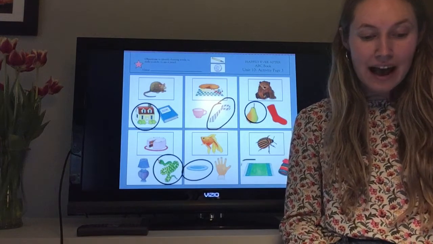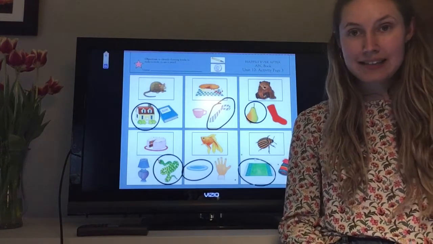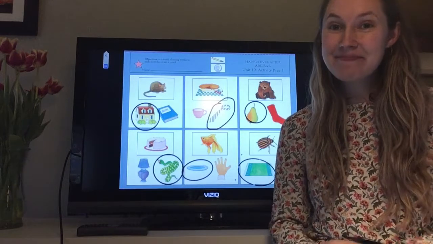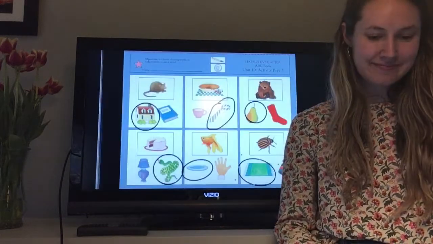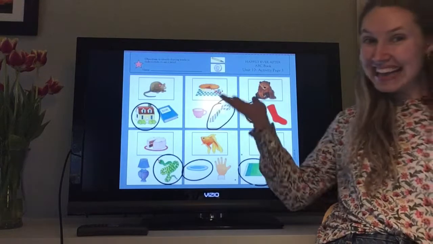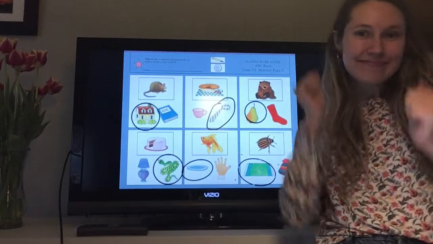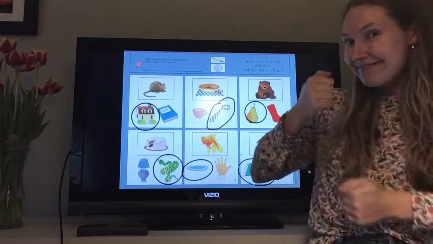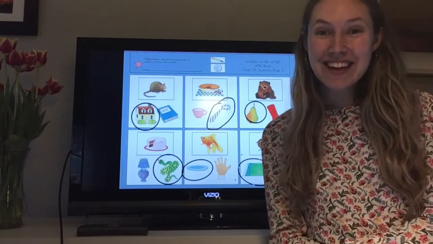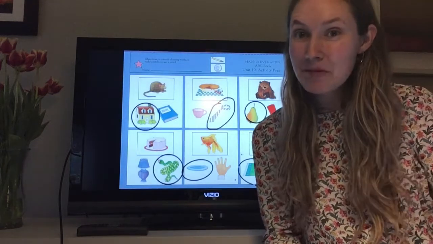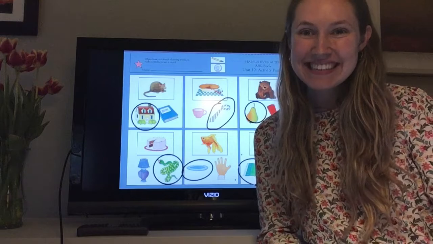Rug also has the ug sound at the end. Bug, rug. They rhyme. Let's double check. You should have circled the rug. Yay! Rug rhymes with bug. Great job, you guys. So that was activity page 3. Let's go ahead and move on to activity page 4.